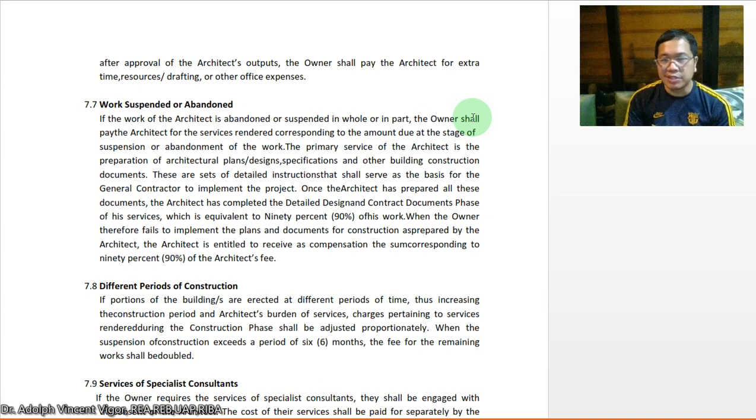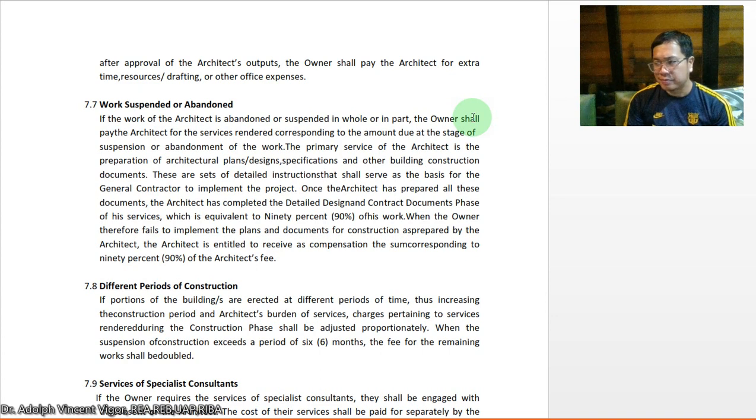So, what's good about this clause, guys? This means that if you have already completed the design, the specifications, and all you need to do is wait for its implementation to happen, then you should already be paid at least 90% already.